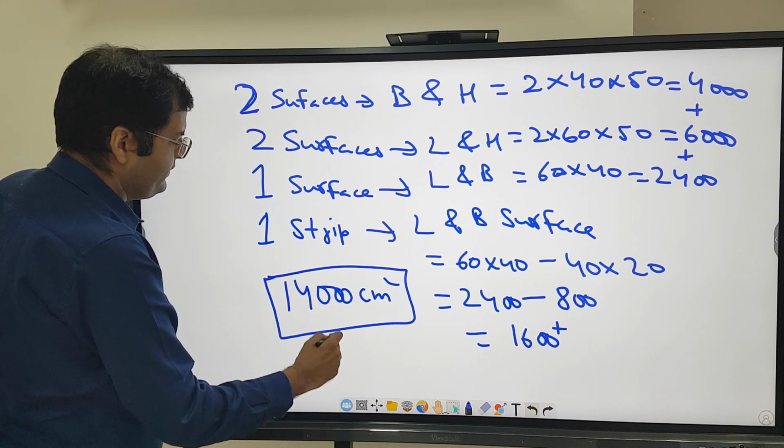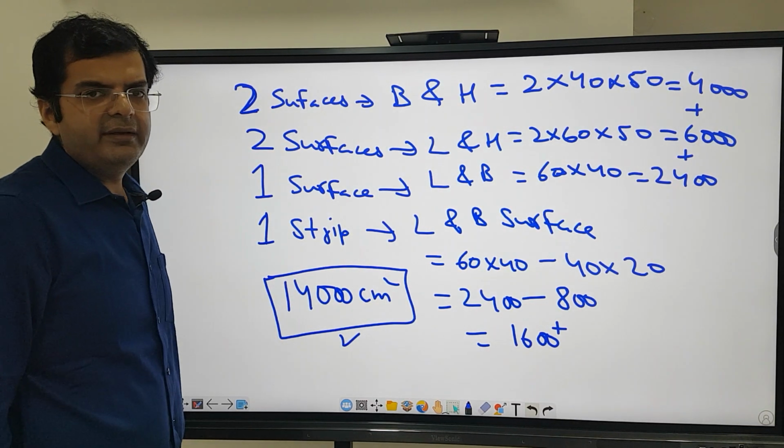That is the external surface area of this cuboid. Okay, that's how you solve this question.